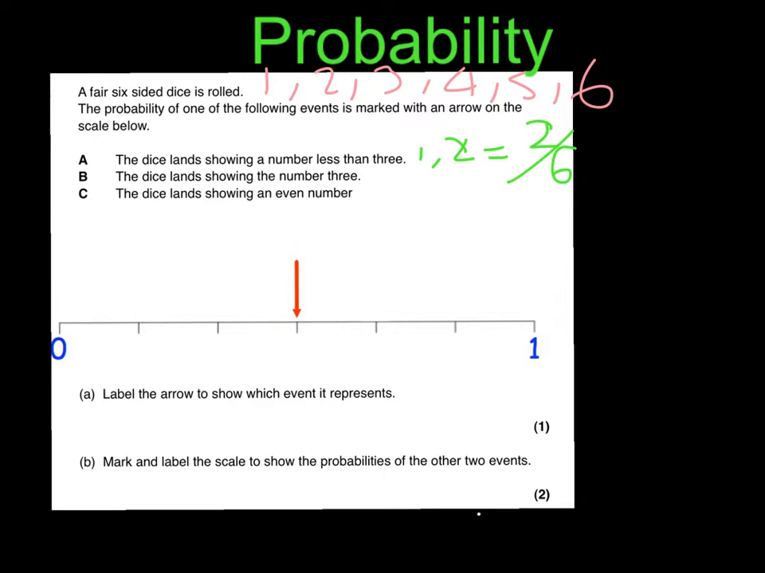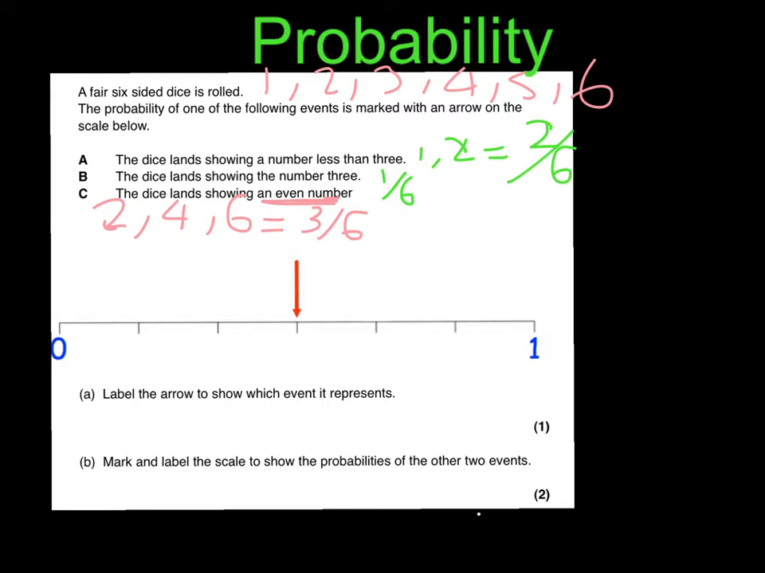The second one, B, the dice lands showing the number 3. So for B, there is only one way out of the possible 6 of showing the number 3. And then finally, C, the dice lands showing an even number. So even numbers are 2, 4, 6. And there are no other even numbers, so that is a probability of 3 out of 6.